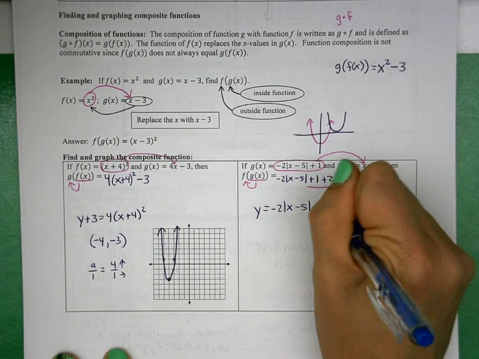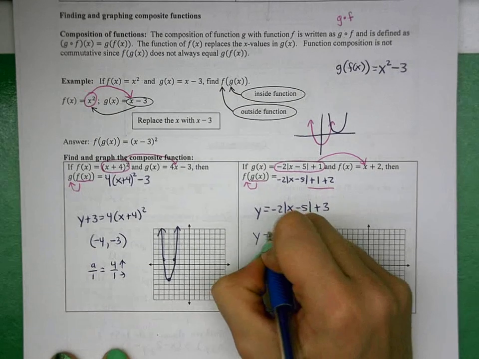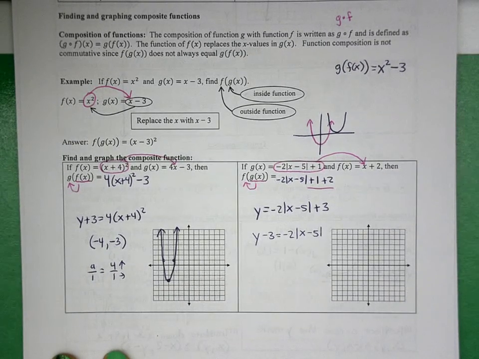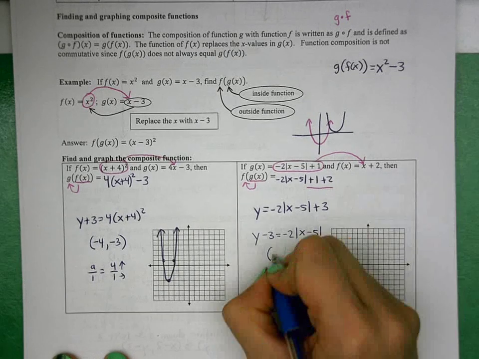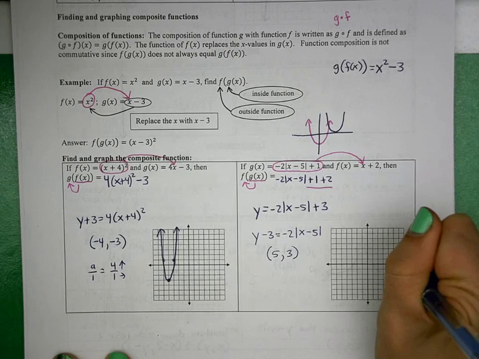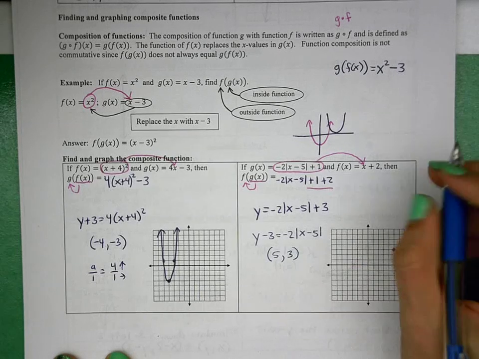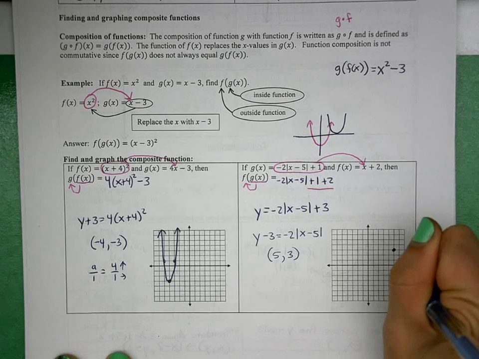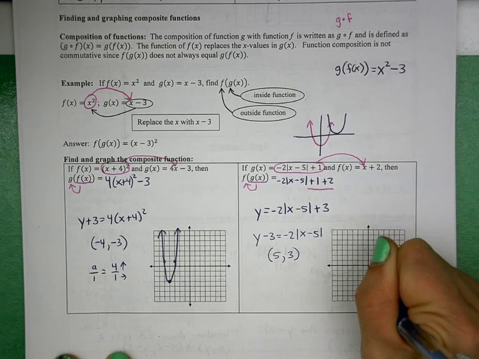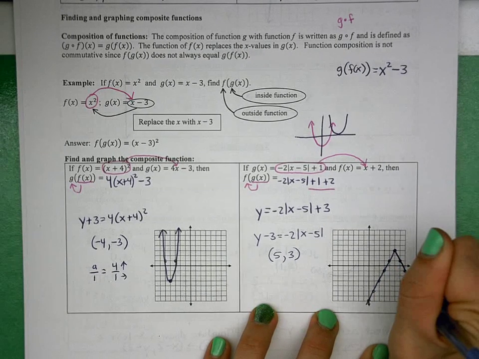And then I can graph that. Putting this in descriptive form, y minus 3 equals negative 2 times the absolute value of x minus 5. My vertex, or my coordinate point, is positive 5, positive 3. And then my slope, because this is an absolute value, so it does have slope, is down 2 over 1. And with that, we have finished our second lesson.